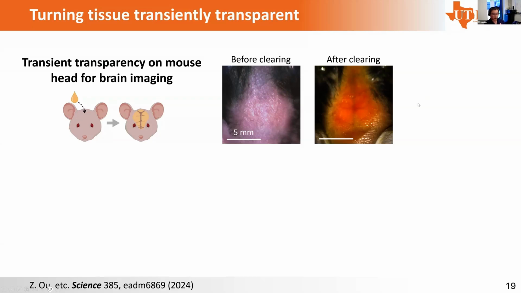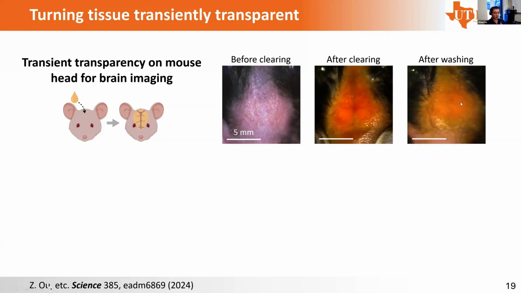So if you remember at the beginning when I was talking about this invisible man, one challenge he had is he failed to reverse the transparency. In our case, because this is a physical method, you can wash these molecules away and then you will see the tissue become opaque again. So we don't have the challenge of making it reversible.